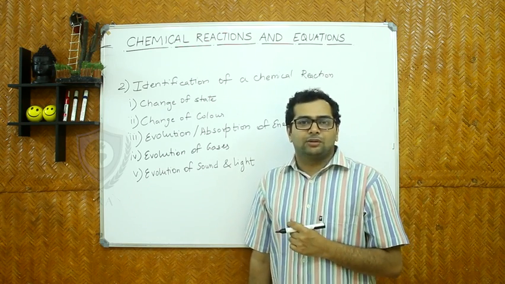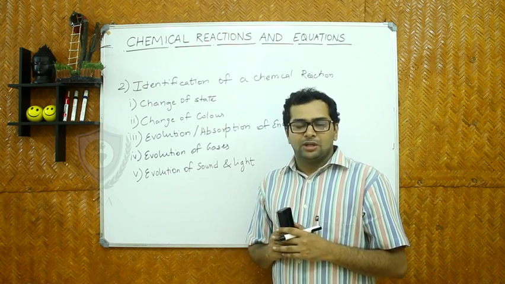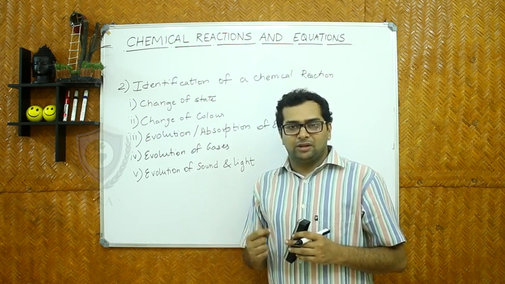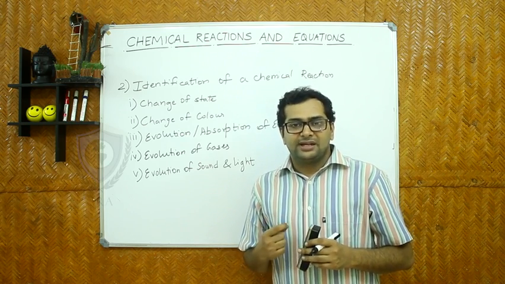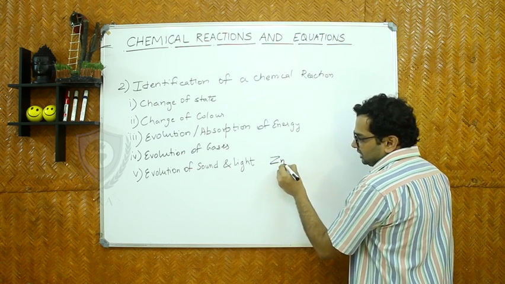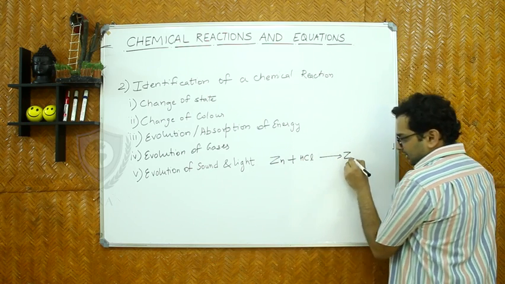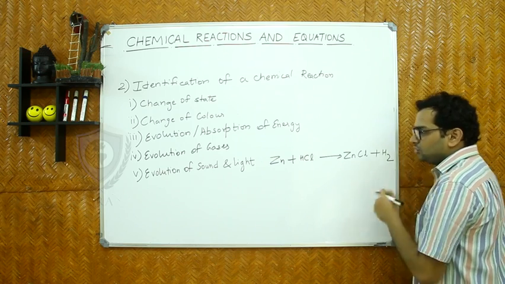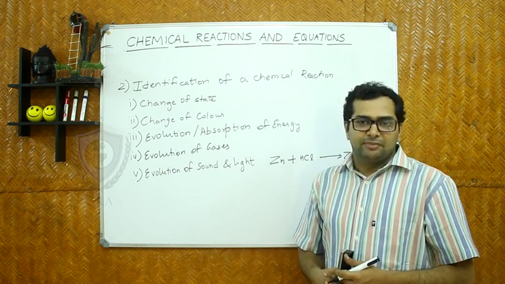So we are going to talk about one example of evolution of light as well as evolution of sound. So first one, let's look at evolution of sound. When zinc rod is dipped into hydrochloric acid, what happens is it gives a popping sound. So let's write this equation and understand what happens. So zinc, when combined in HCl or dipped in HCl, it becomes zinc chloride and it leaves hydrogen gas. So the hydrogen gas which is leaving gives that popping sound to this mixture.